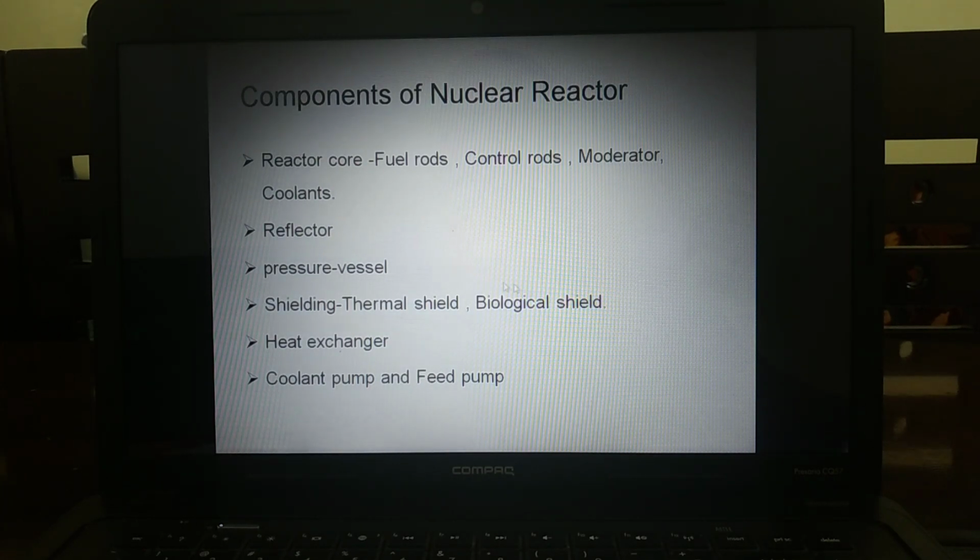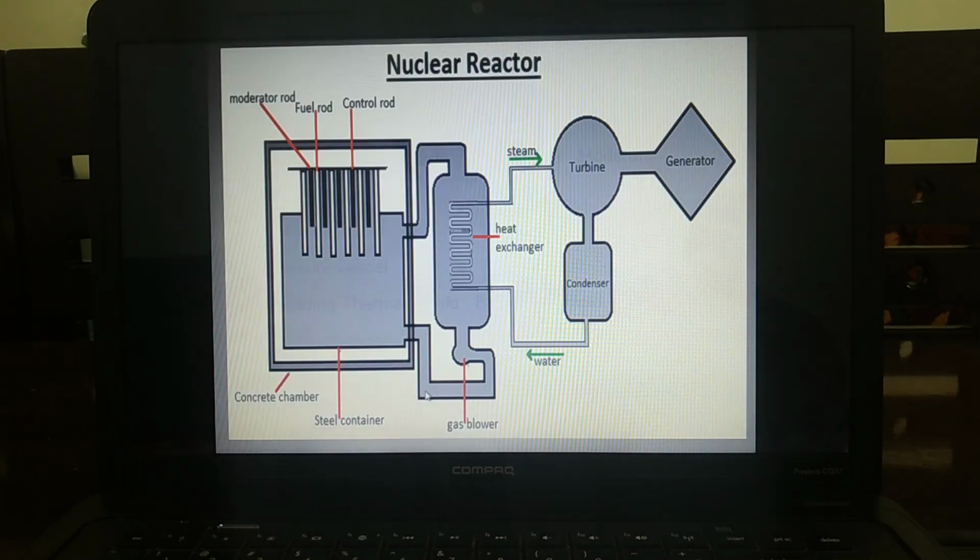Components of a nuclear reactor: reactor core, reflector, pressure vessel, shielding, heat exchanger, coolant pump and feed pump. Nuclear reactor. This is the reactor core. The reactor core is the part of the nuclear power plant where the controlled fission reaction occurs and where heat energy is liberated. It consists of fuel rod, control rod, moderator and coolant.